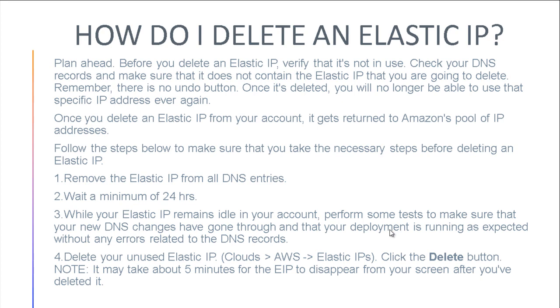First, check your DNS records and make sure that they do not contain the Elastic IP address that you are going to delete. Remember, there is no undo button. Once it is deleted, it's deleted. You will no longer be able to use that specific IP address ever again. Once you delete an Elastic IP address from your account, it gets returned to the Amazon pool of IP addresses.